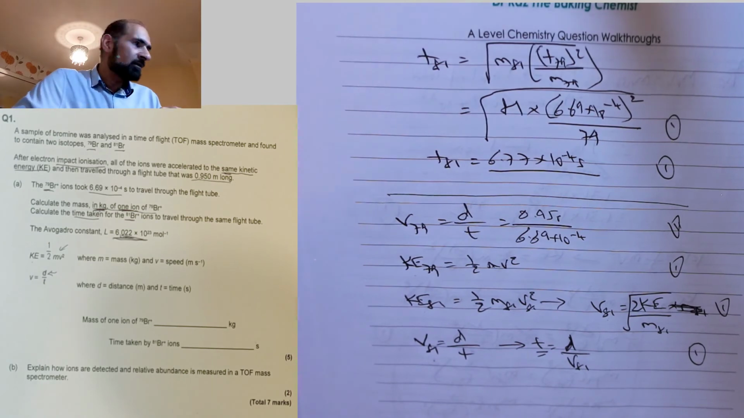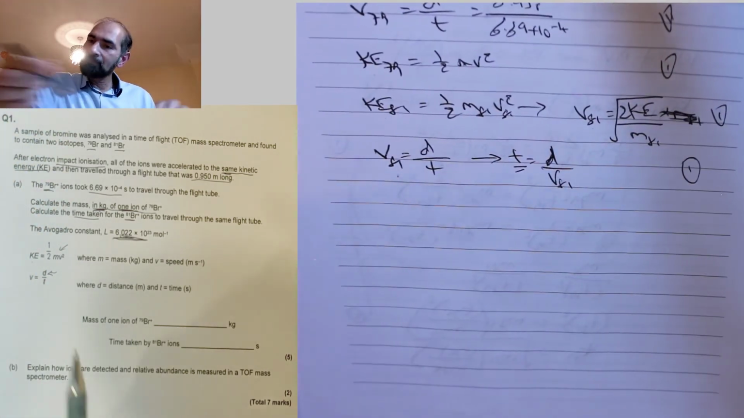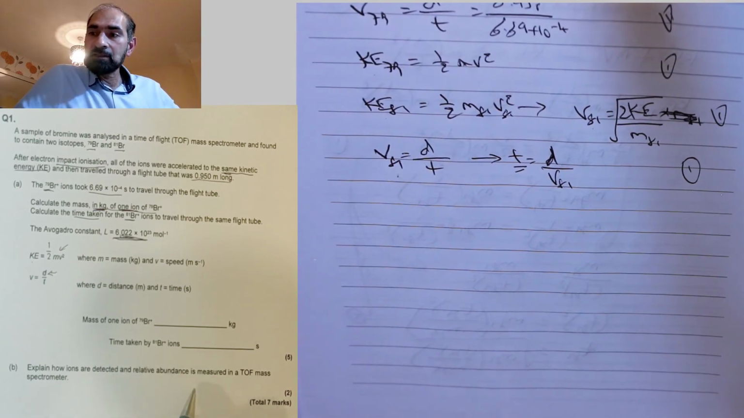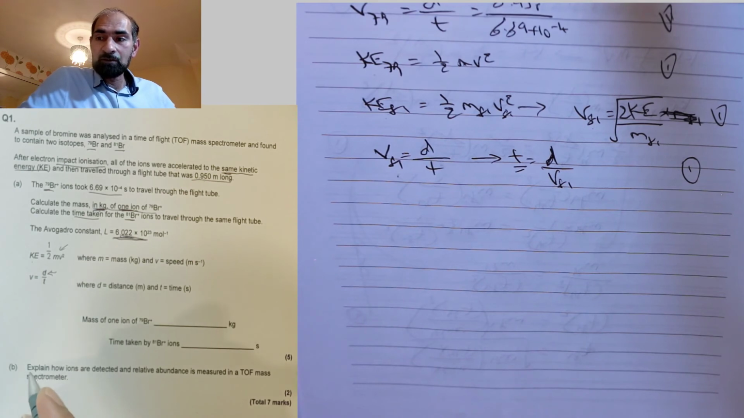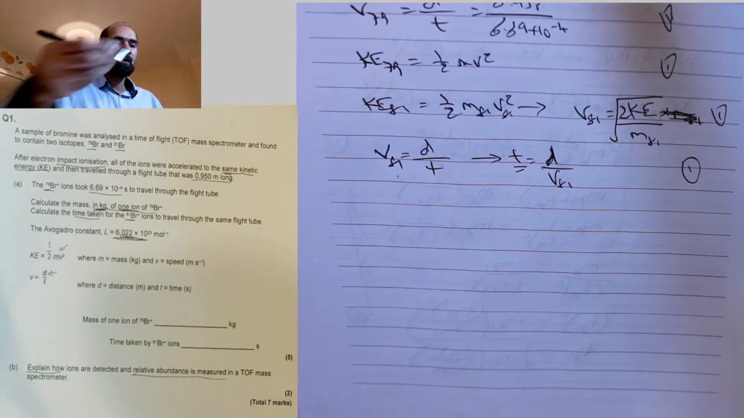And of course the second part of this question, worth only 2 measly marks, is: explain how ions are detected and relative abundance is measured in a time of flight mass spec. Again, that's 2 questions in one. Ions are detected, and of course 1 mark for each, I'm assuming. How ions are detected and relative abundance is measured.